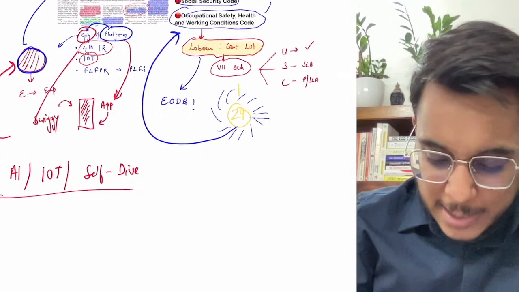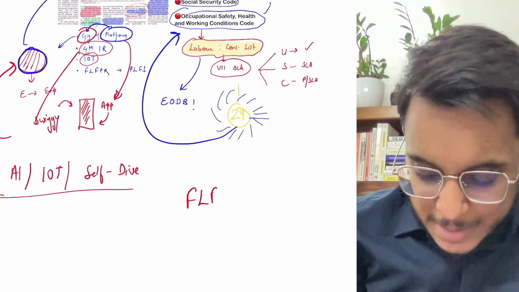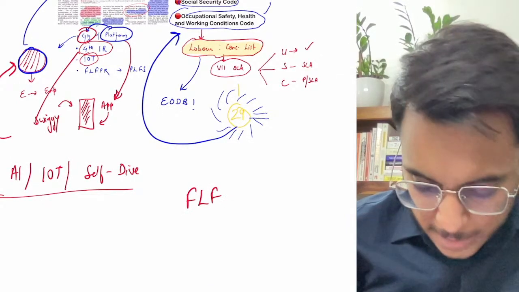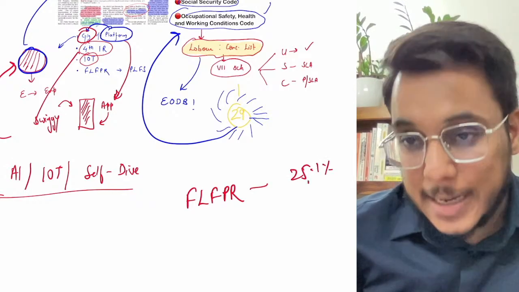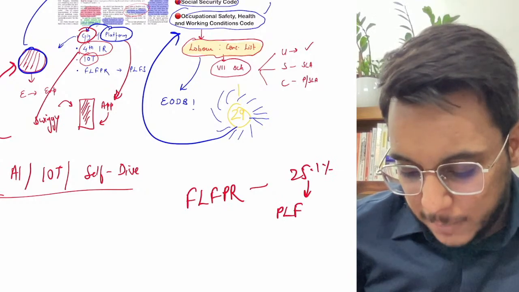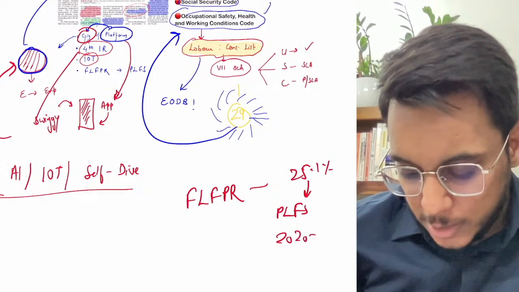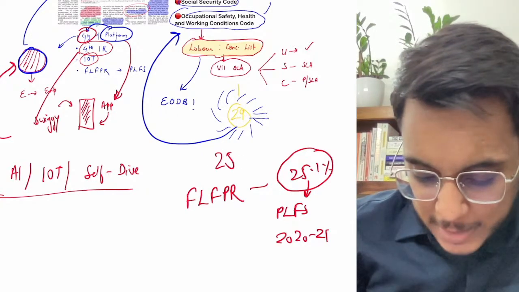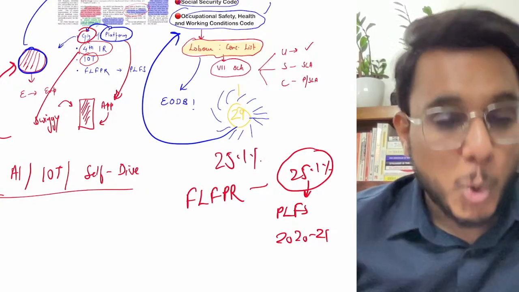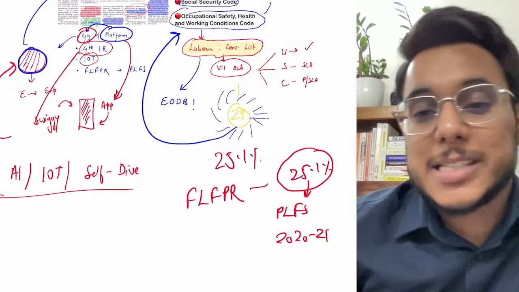Now guys, in this capacity, the female labor force participation rate is at 25.1%. The data has been given by the Periodic Labour Force Survey 2020-2021. Female labor force participation rate is at 25.1%. This is very low. Are you getting it or not? It needs to be increased more.